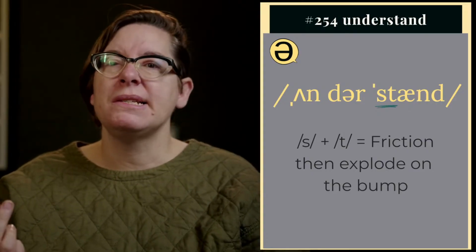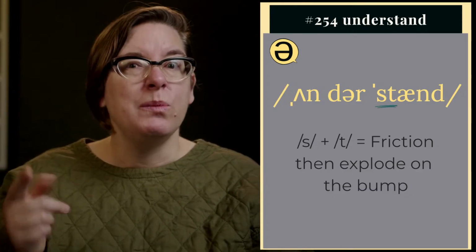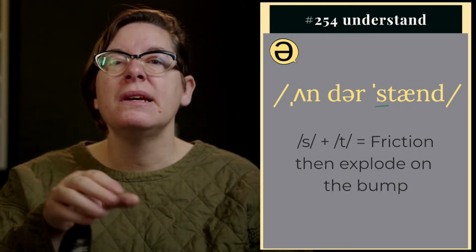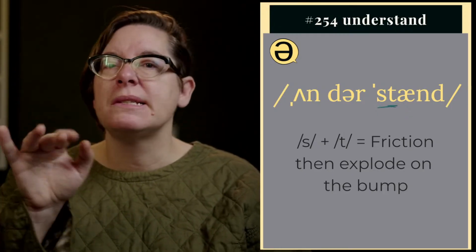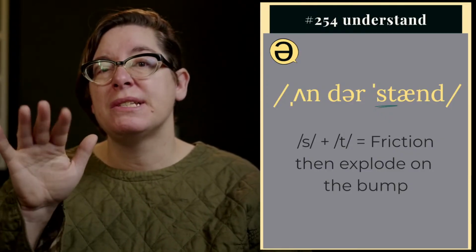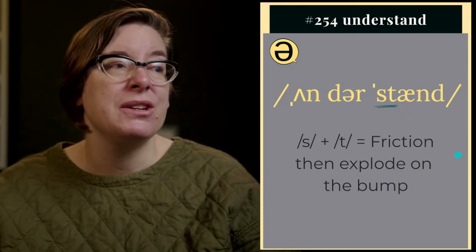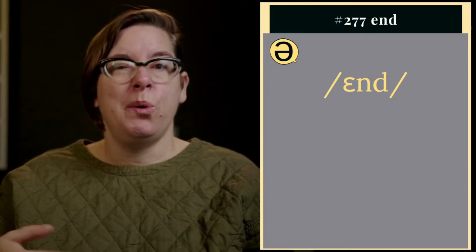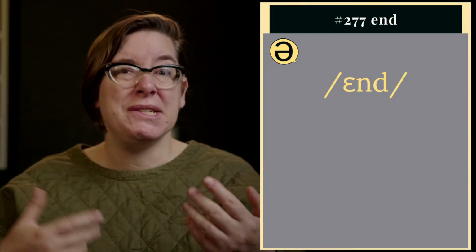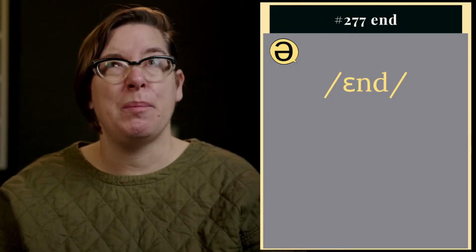So I start with my S, on the bumps. Then we said a T is like a D, but without the vibration. So it's st. Understand. We've done all the other vowels too. So here we go. It's not the END yet, but this is number 277 on the list of most important words in English, so it's still up there pretty high.